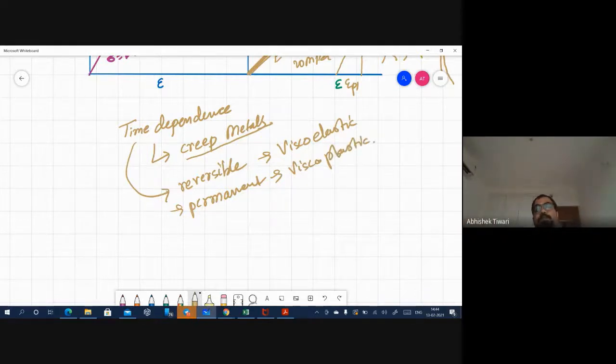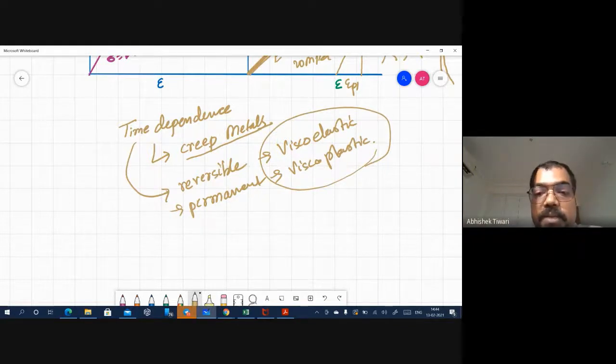Okay, in polymer technical terms, we call it viscoelastic and viscoplastic. We will deal with these things and why there is a rate dependence or time dependence in polymers in the next lecture.